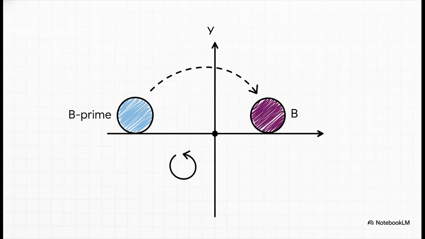Rotation's got its own little recipe too. Now, for the most common one, a 90-degree counterclockwise turn, the code is (x, y) turns into (-y, x).